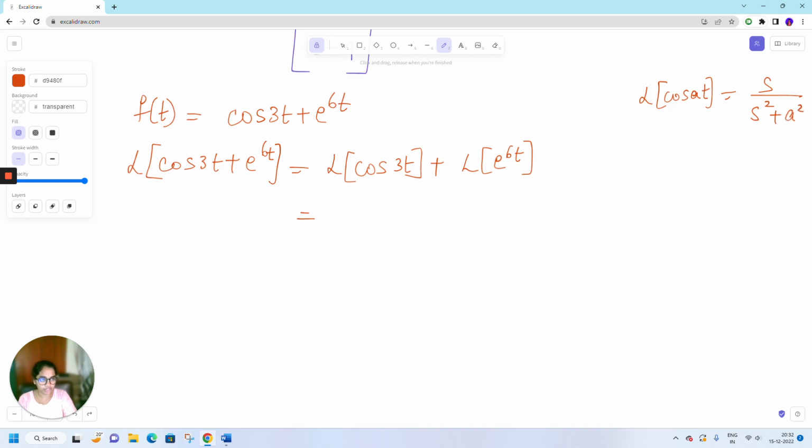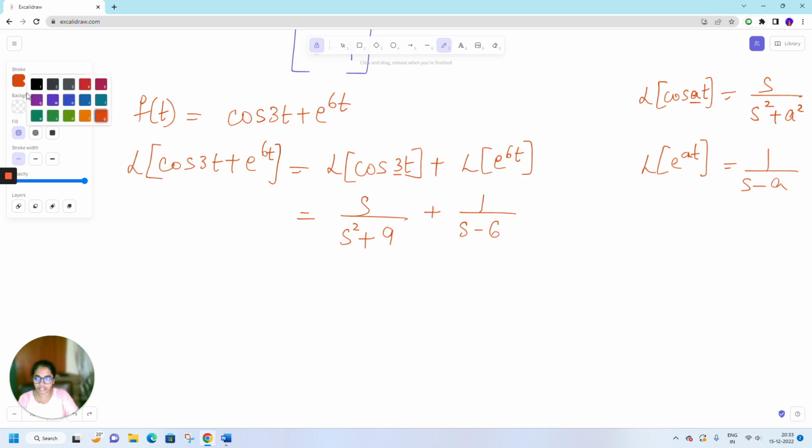Laplace of cos at is equal to s divided by s square plus a square. What do you have in the place of a here? I have 3. So that would be s divided by s square plus 3 square, that is 9. Plus, what is Laplace of e power 6t? The formula for Laplace of e power at is 1 divided by s minus a. So in place of a I have what? I have 6. Yes, so this is our final answer.